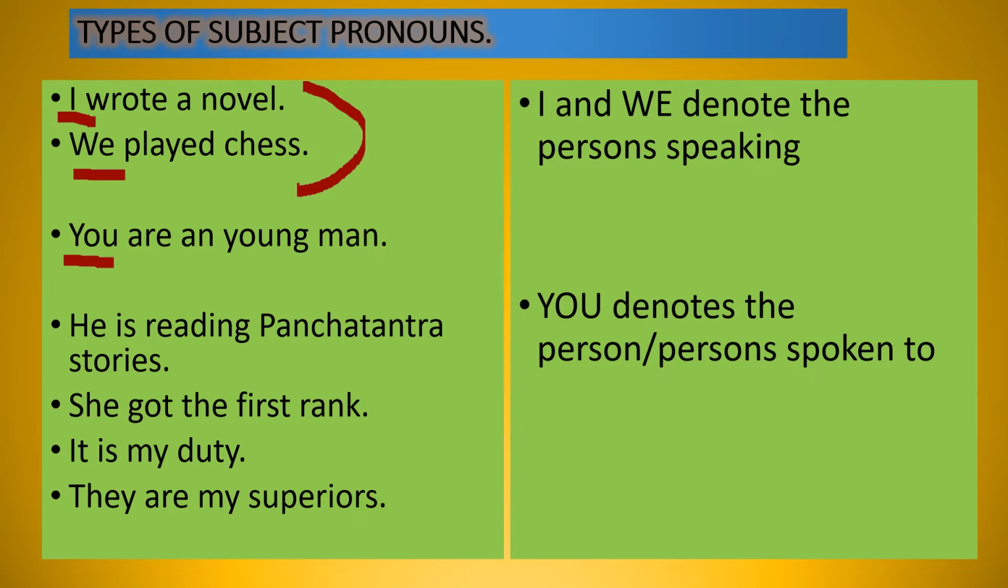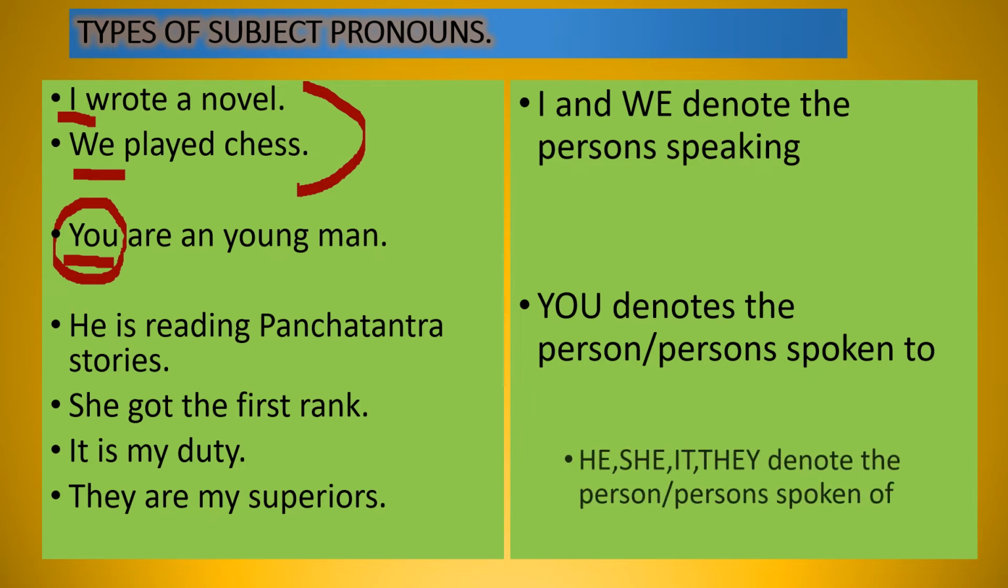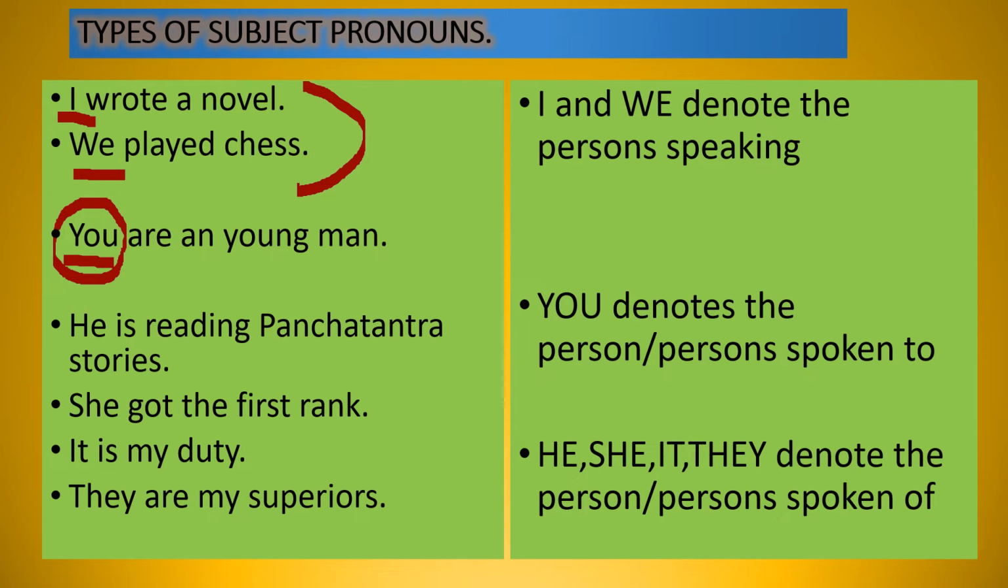Here in the second sentence, you are a young man. The subject you may be singular or plural. It denotes the person spoken to, the person who is standing before you. He is the second person.